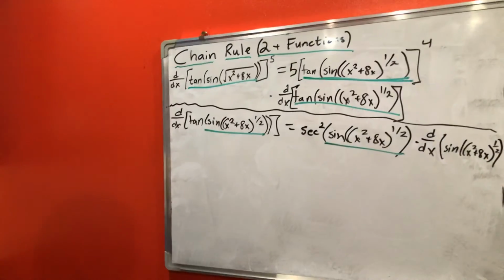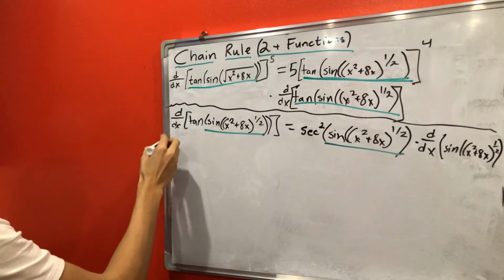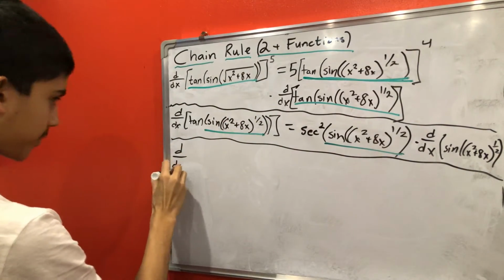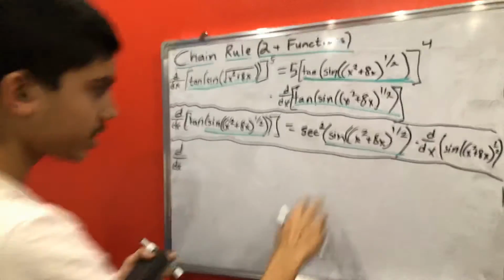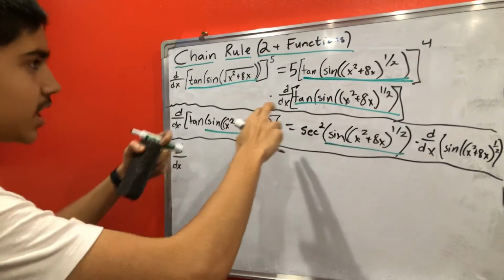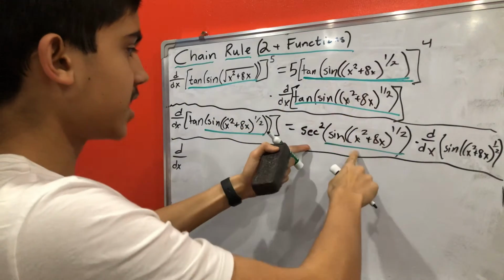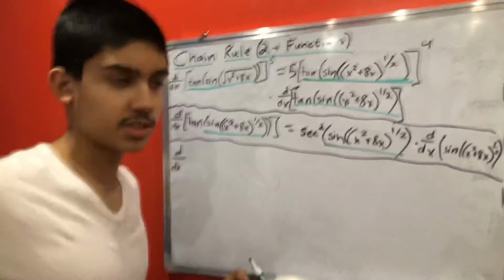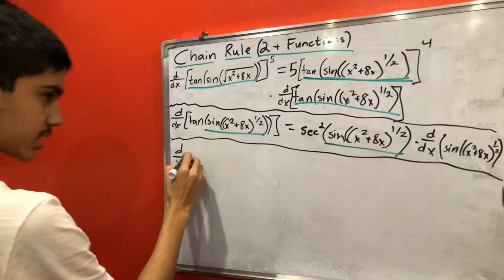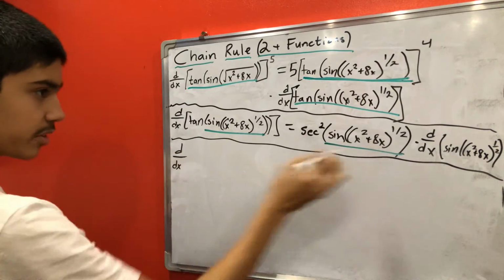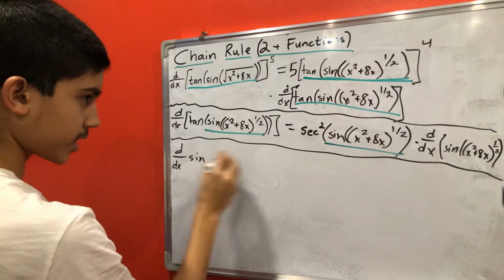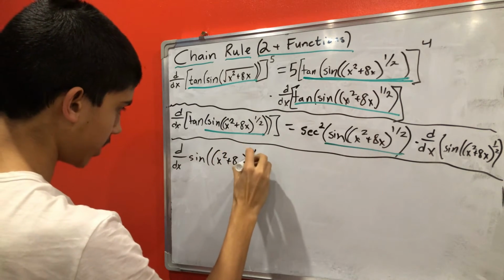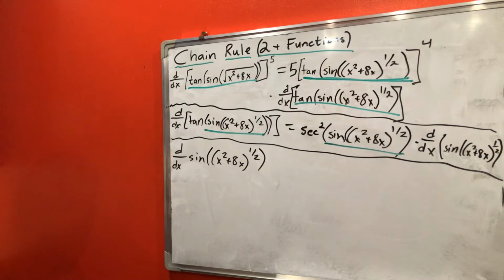Now we're going to want to find this derivative. So let's make a squiggly line, the derivative of this guy. Again, we can write our answer as this times this, because this is the same thing, times this. But we don't want to give an answer in the derivative, so let's solve this. What is the derivative of sine of x squared plus 8x raised to the 1/2?